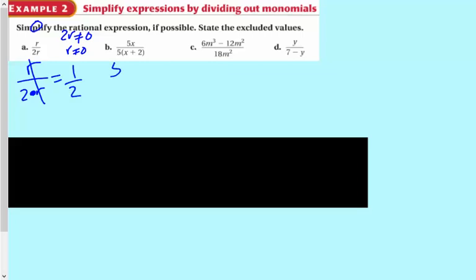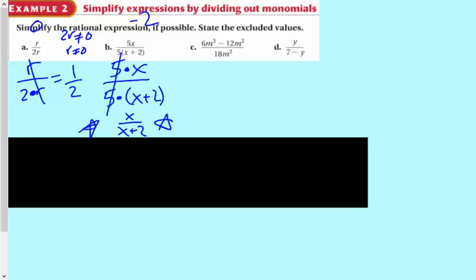Alright, here I have 5 times x over 5 times x plus 2. The excluded value for this one is negative 2. If you put negative 2 into the denominator for x, it's going to make it undefined. 5 divided by 5 is 1, and the answer is x over x plus 2. You cannot, this is the hardest part about this, you cannot divide the x divided by x there because it's x divided by x plus 2. Those are two different terms, so please be careful here.